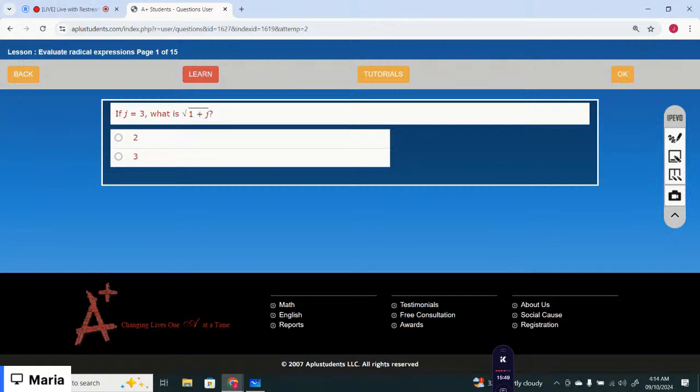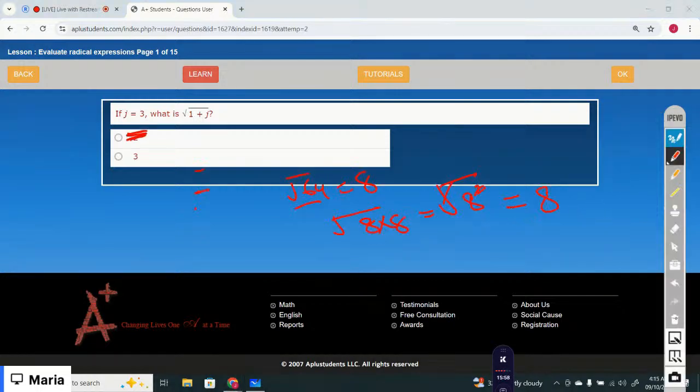If j equals 3, what is square root of 1 plus j? So j is 3, right? So simply replace the variable with a value, that is 1 plus 3. So 1 plus 3 is square root of 4, right? And you can write 4 as 2 times 2. So 2 squared and square root are opposite to each other. They can cancel each other, right? So the correct option is 2.